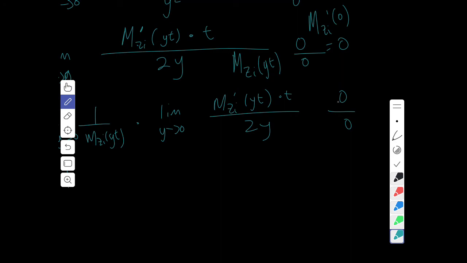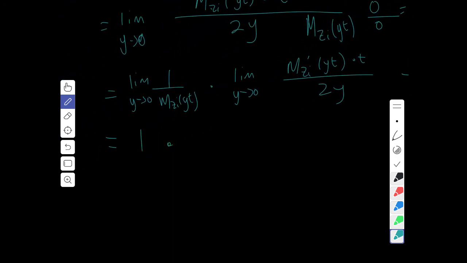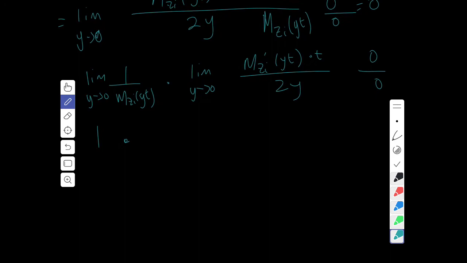So the top is going to go to 0. And the bottom is also going to go to 0, because y goes to 0. Y going to 0 means that 2y also goes to 0. So then I have L'Hopital's rule. I have to do L'Hopital's rule a second time. So I take another derivative, right?